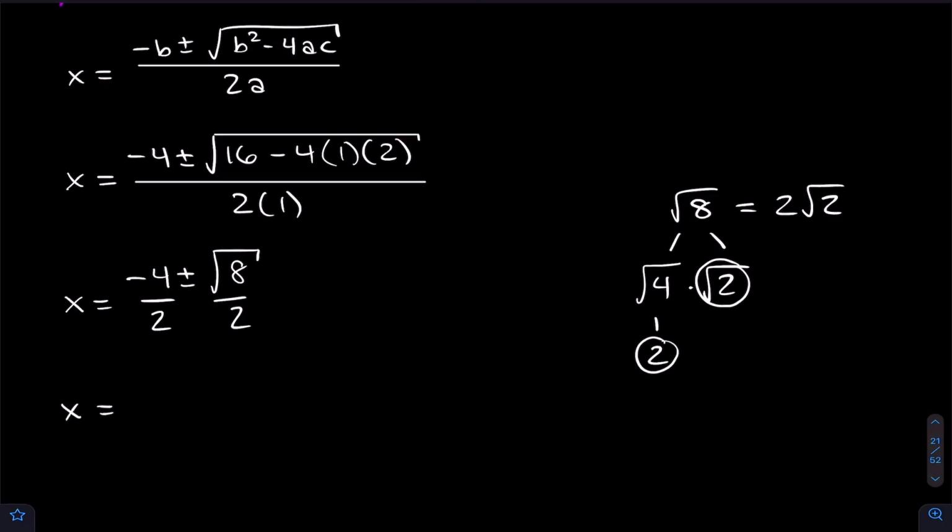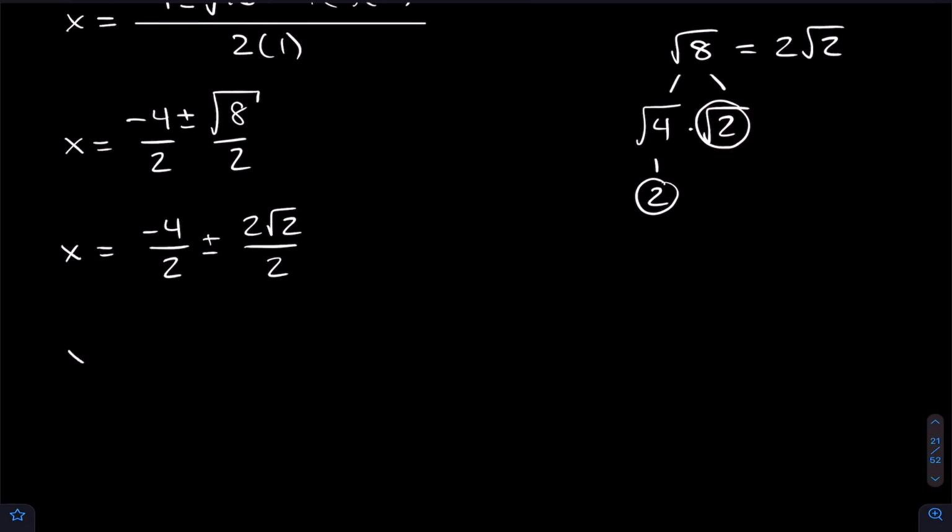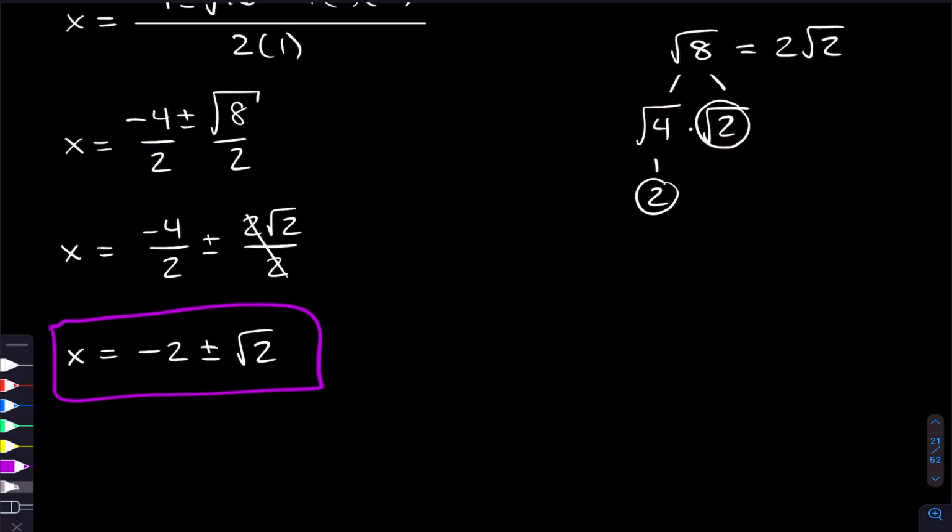If we write this all out, we're going to have negative 4 divided by 2 plus or minus 2 rad 2 divided by 2. And we can simplify that all at once to get negative 2 plus or minus, the 2's cancel, we get rad 2. And that was exactly the answer that we thought it was going to be.